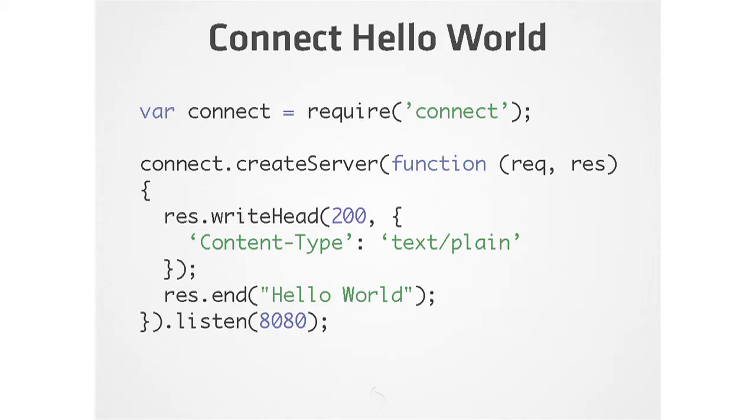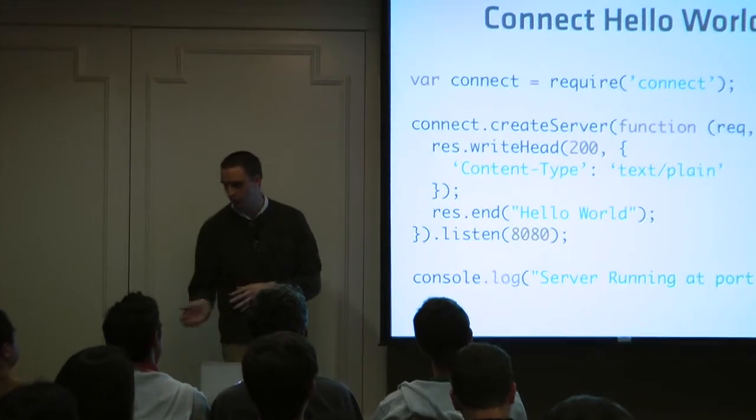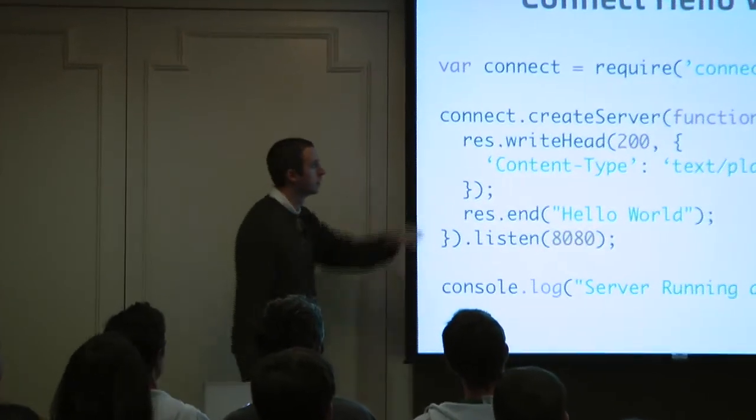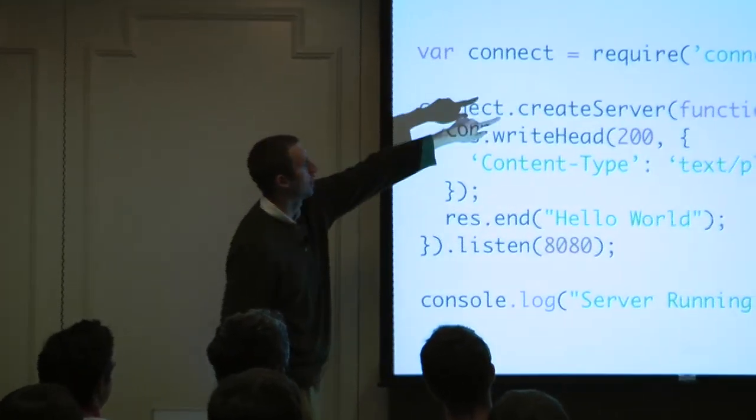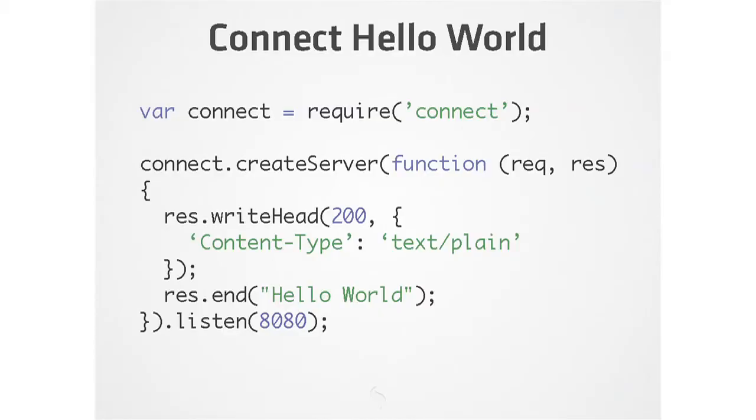So here's the hello world of Connect. You'll notice this looks a lot like the hello world of Node. That was on purpose. When I was designing this API, I wanted it at the simplest case to look just like Node's HTTP library, so that once you know that, learning this is easy, but just add more. So instead of requiring HTTP, you require Connect, create server, identical to Node, request response, identical to Node, write the head, I'm setting the content type, and I'm saying hello world. I'm listening on port 8080.